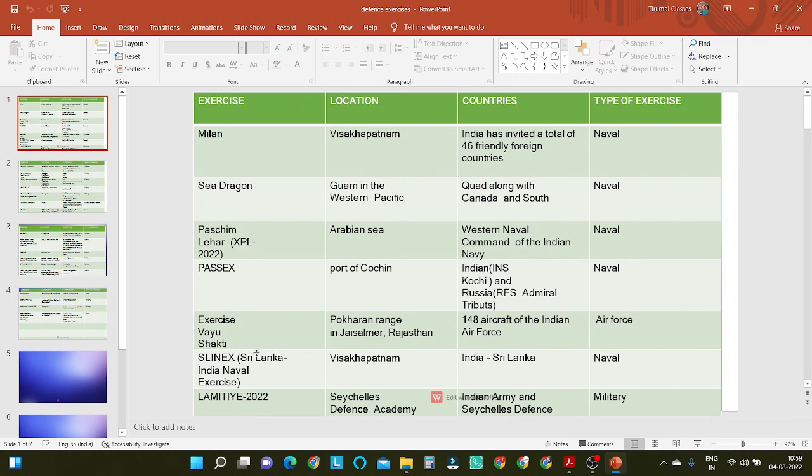Exercise Vayu Shakti is also an indigenous exercise in which only the Indian Air Force is taking part. 148 aircraft of the Indian Air Force are taking part in this exercise. No other country is involved in it.